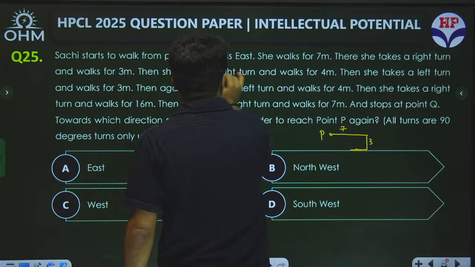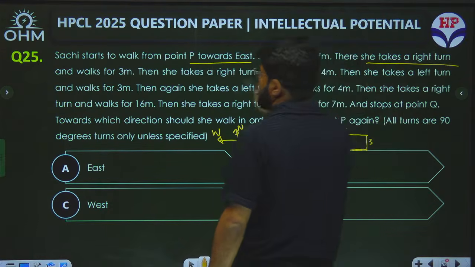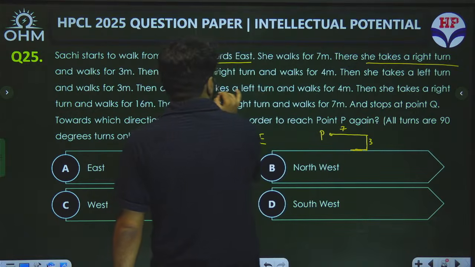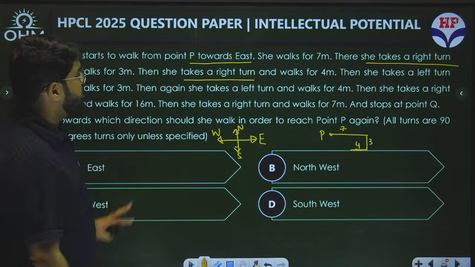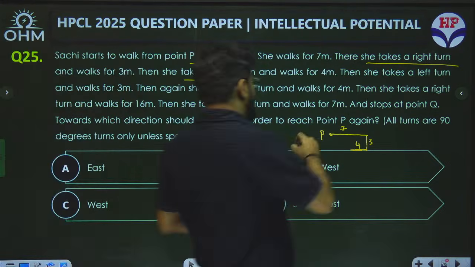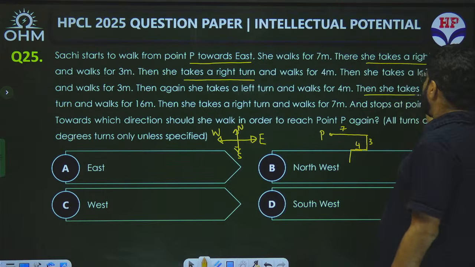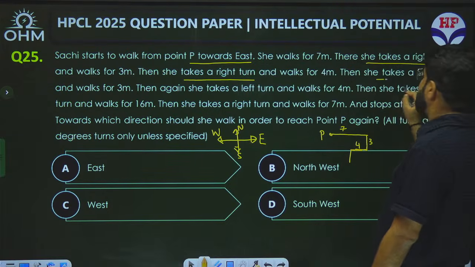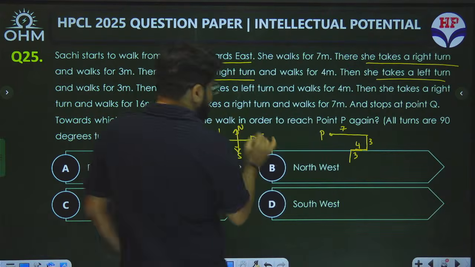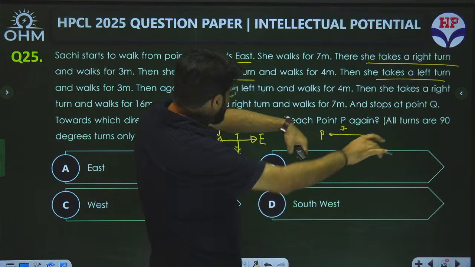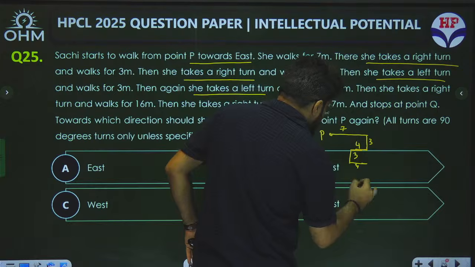So P towards east is done. She walks for 7. She takes a right turn, walks for 3. This is done. Now she again takes a right turn and walks 4. This is done now. Then she takes a left turn. Now going in this direction, this is my left hand. She takes a left turn and walks for 3. Then she again takes a left turn. Going this way, that is the left side. She again takes a left turn and walks for 4.